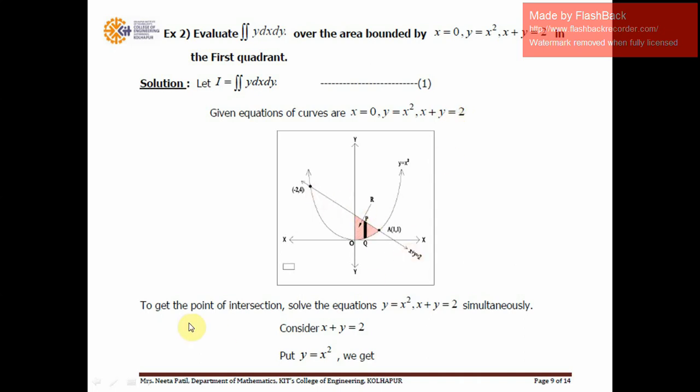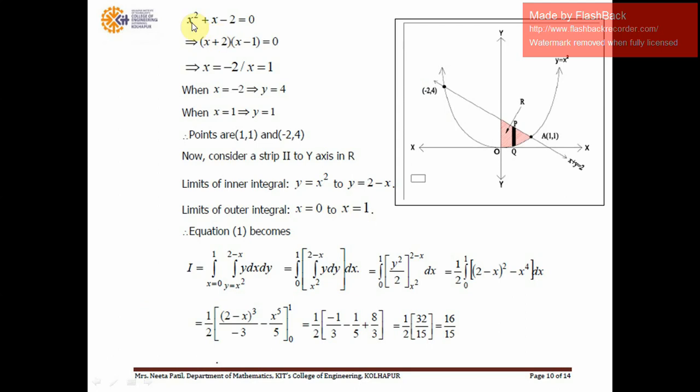Now to get the point of intersection, means these 2 points, we solve the equation y is equal to x square and x plus y is equal to 2 simultaneously. So first of all, consider x plus y is equal to 2. Put y is equal to x square in above equation. We get x square plus x minus 2 is equal to 0.